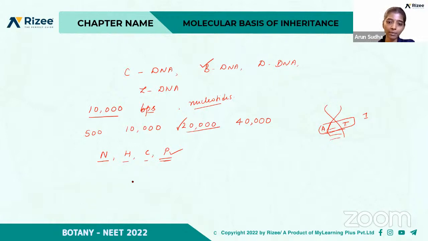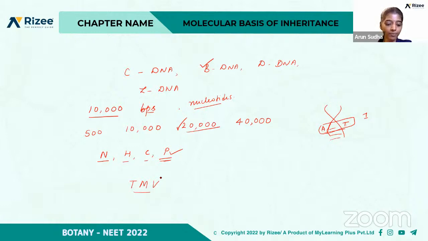DNA is not present in mitochondria, chloroplast, bacteriophage, and TMV. So what do you mean by TMV? That is tobacco mosaic virus. D is the right answer because viruses like TMV contain only RNA and not DNA. But mitochondria and chloroplast have their own DNA, that is mitochondrial DNA and chloroplast DNA. So D is the right answer.